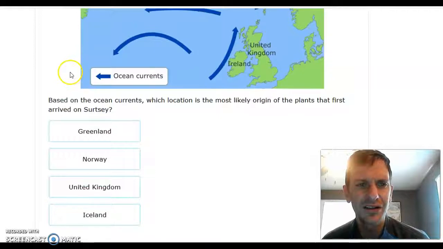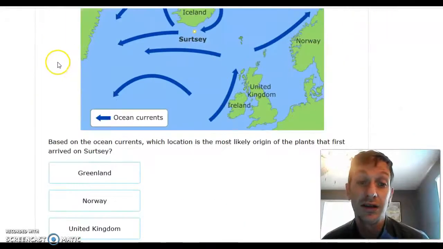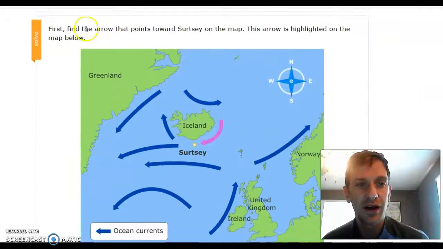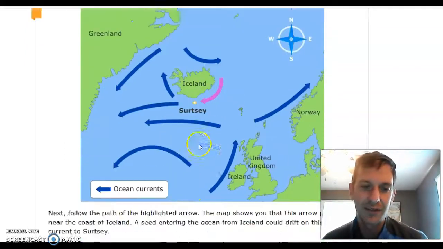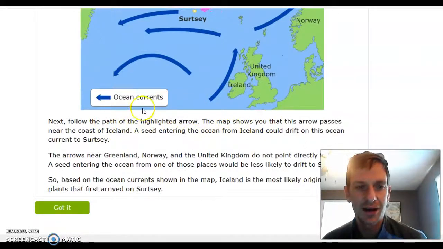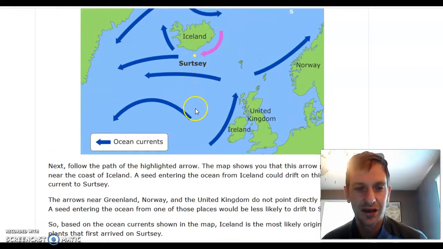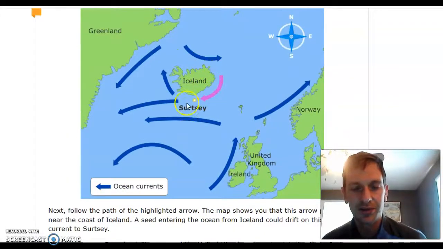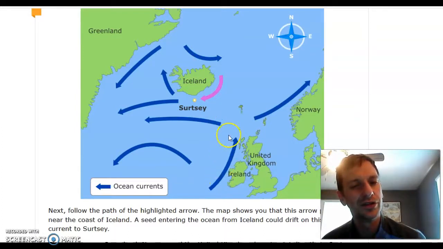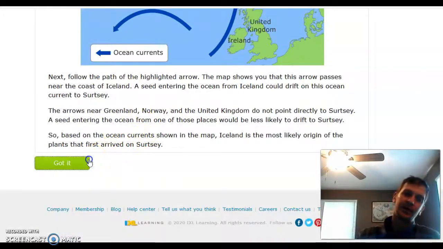Alright, so we need to follow. Let's look at this one, because I would have gotten this question wrong. First, find the arrow that points towards Circe. The arrow is highlighted on the map below. Okay, so logically, the map shows the arrow passes near the coast of Iceland. I see it entering the ocean from Iceland and can drift on the ocean to Circe. So ultimately, I just looked into it a little bit too much. We're kind of trying to interpret it when ultimately the only one that's coming directly into Circe would be Iceland. Okay? Got it?